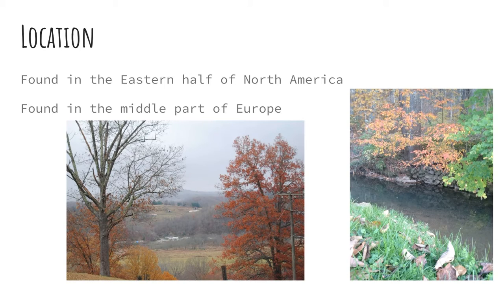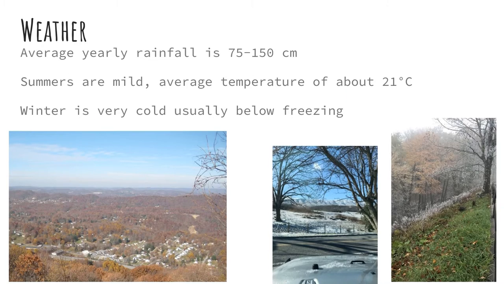Location. They're usually found in the eastern half of North America, and they're found in the middle part of Europe. So the weather, the average yearly rainfall is 75 to 150 centimeters of rain. So that's for the whole year. Summers are usually mild, and the average temperature is about 21 degrees Celsius. Winter is very cold, and it's usually below freezing.